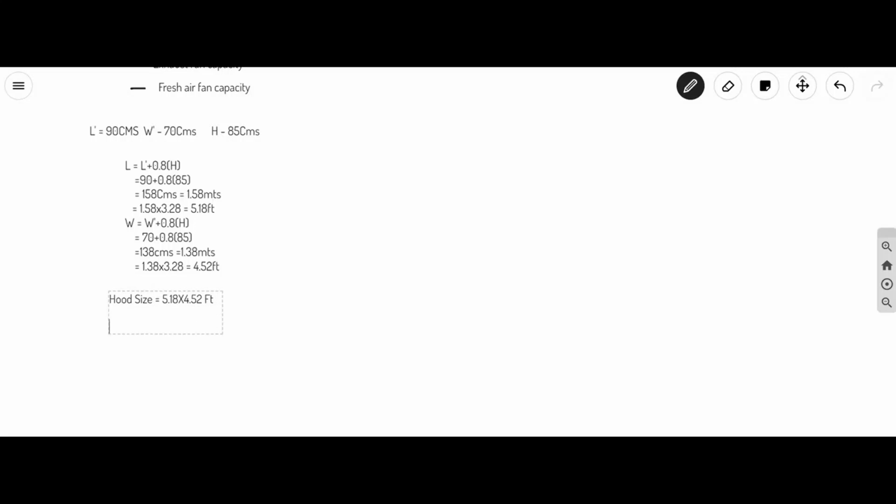Next, perimeter. Perimeter for island type: P equals 2W plus 2L, which is 2 into 5.18 plus 4.52. How much will you get here? 19.2, right?